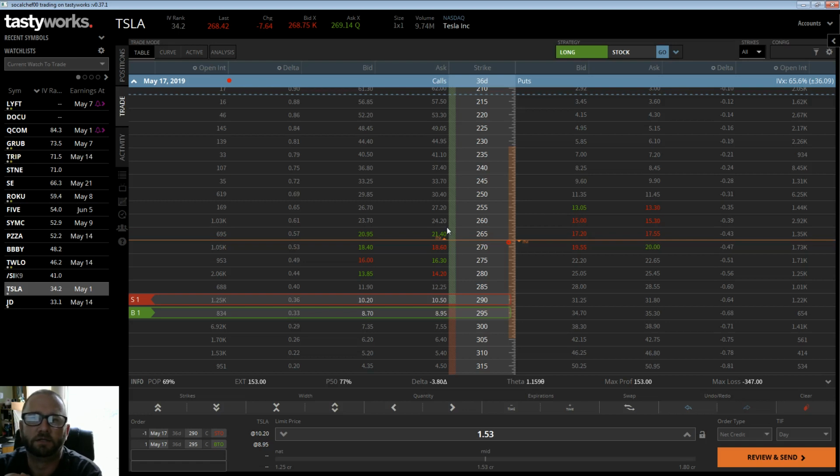Yes, exactly. You sell a call credit spread is the same thing as buying just one long put option.